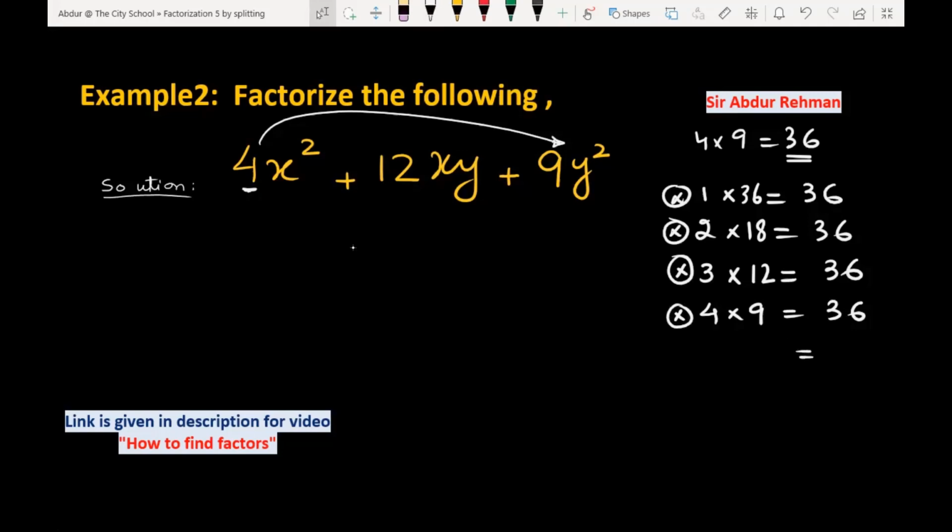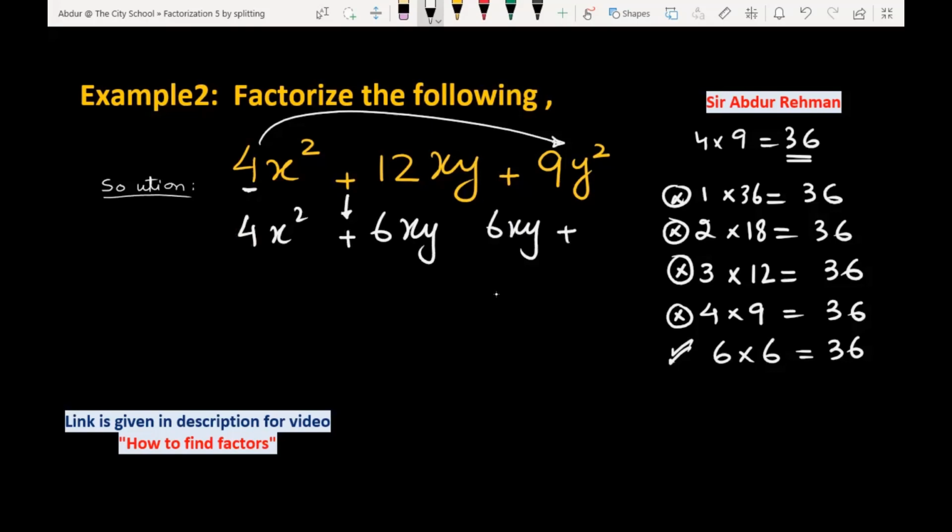5 is not a multiple of 36. 6 sixes are 36, and 6 plus 6 is 12. The middle term is 12xy here, so we can break 12xy as 6xy plus 6xy. So 4x square, copy this sign, this is plus 6xy, and next is 6xy plus 9y square.